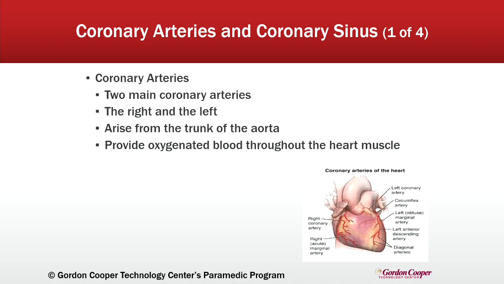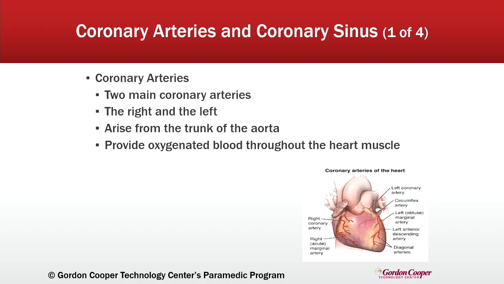Now let's talk about the coronary arteries. These are the arteries that supply oxygenated blood to the heart muscle itself. Without them, the heart wouldn't be able to do its job of pumping blood to the rest of the body. There are two main coronary arteries: the right coronary artery and then the left coronary artery.